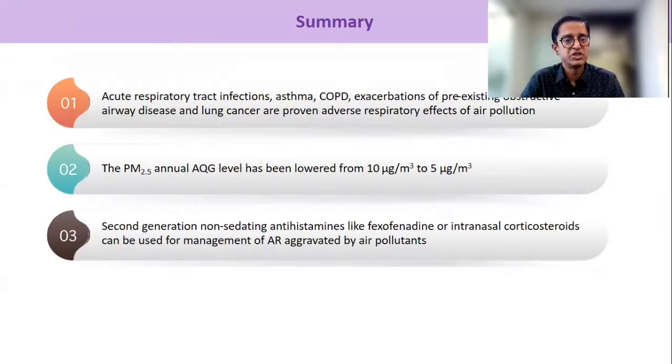And we've seen this, especially in cities, metros, where air pollution is an ongoing problem and the AQI levels are above a certain value. The PM 2.5 annual AQG level has been lowered from 10 to 5, and thankfully, non-sedating antihistaminics like fexofenadine or intranasal corticosteroids are useful in the management of allergic rhinitis aggravated by air pollution. I hope you found some of that useful.